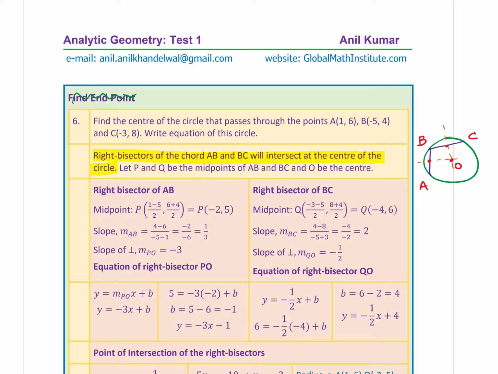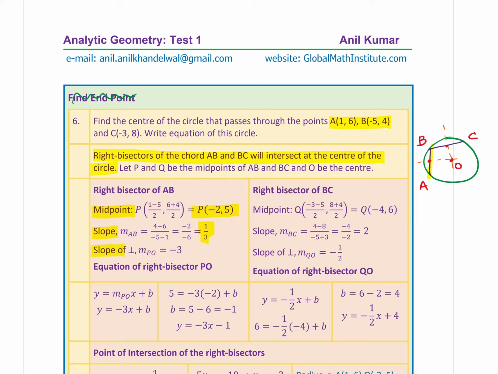See the steps followed. Step number one is to find the midpoint of your segment. For the segment AB, we consider these two points, find the average values, and we get the midpoint as minus 2, 5. The second step is to find the slope of AB. In this particular case, you get a slope of 1 over 3, right? y2 minus y1 divided by x2 minus x1 gives you the slope.